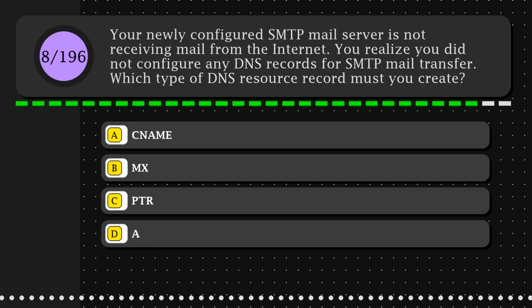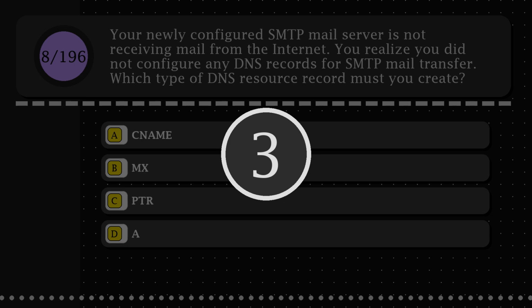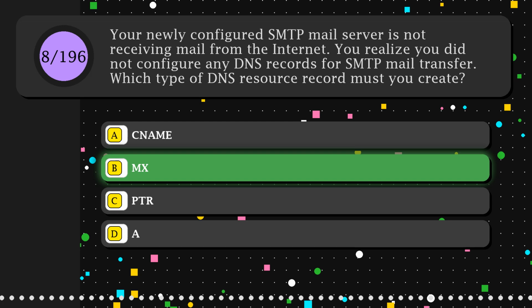Question 8. Your newly configured SMTP mail server is not receiving mail from the internet. You realize you did not configure any DNS records for SMTP mail transfer. Which type of DNS resource record must you create? Option A, name. Option B, MX. Option C, PTR. Option D, AA. The correct answer is option B, MX.